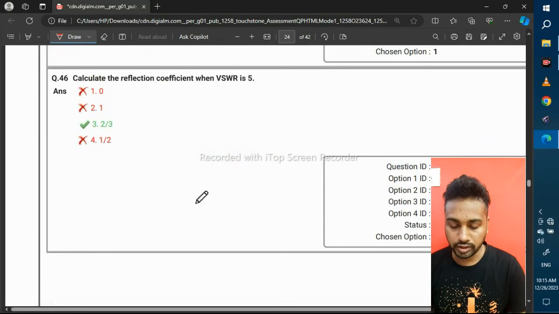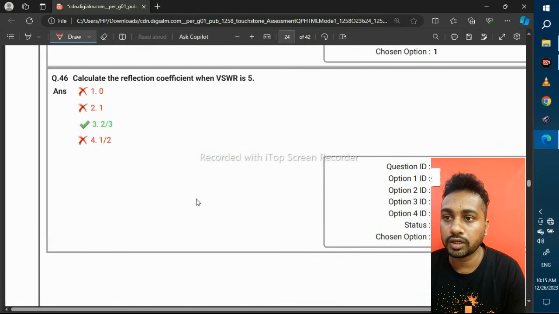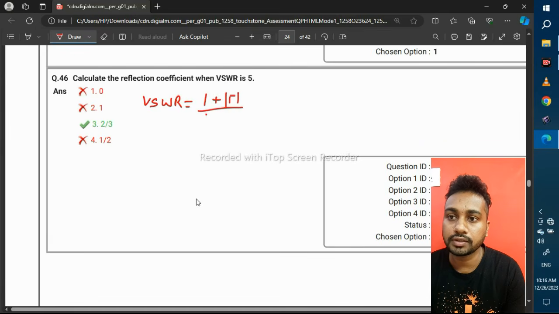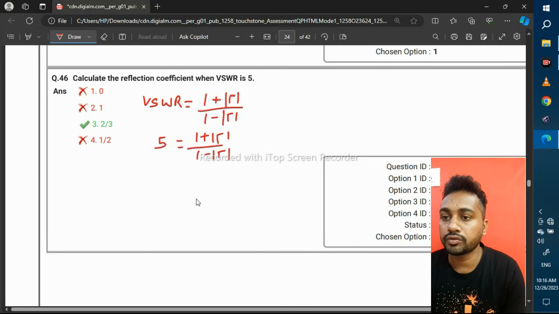Calculate the reflection coefficient. This is simple. We only need to put in the formula. VSWR equals (1 plus reflection coefficient) divided by (1 minus reflection coefficient). Here VSWR is given as 5 already. Now we need to solve this.